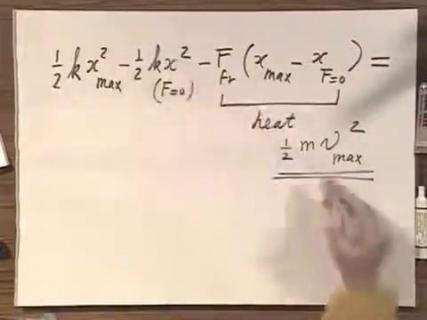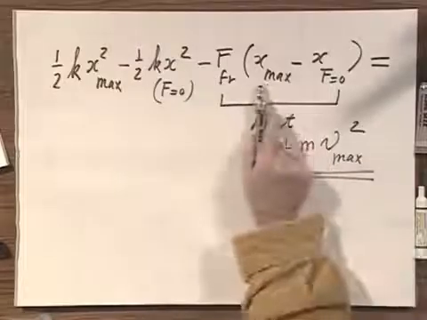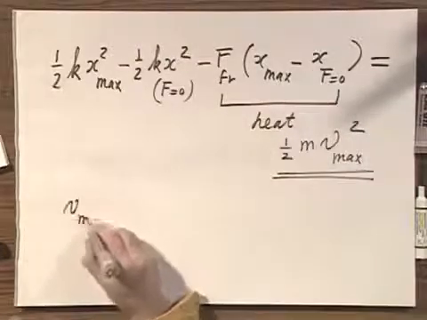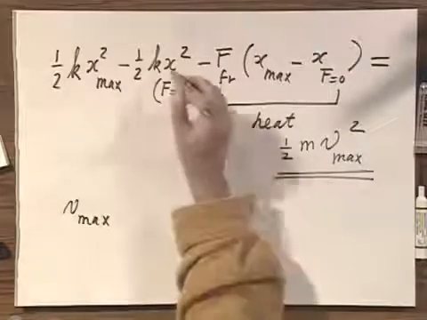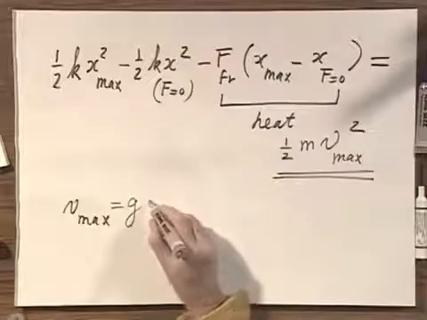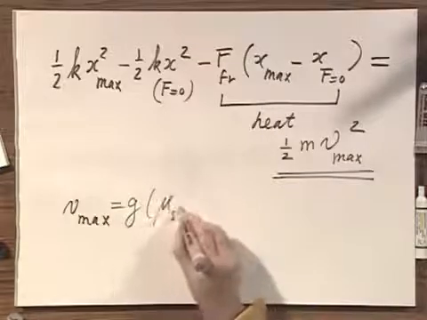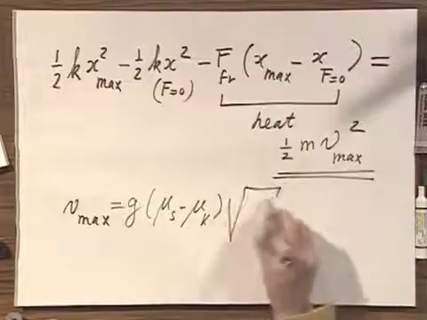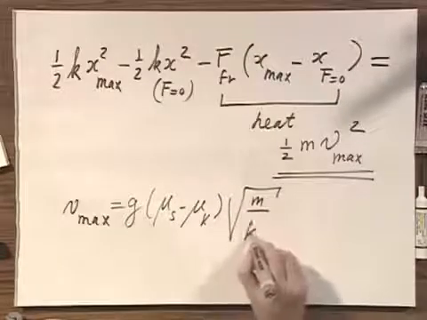And if you massage that a little further, because you know what x max is, and you know what x is at f equals 0, you will find that the maximum speed that you reach at that location equals g times (mu s minus mu k) divided by the square root of m over k. I hope I didn't make a mistake.